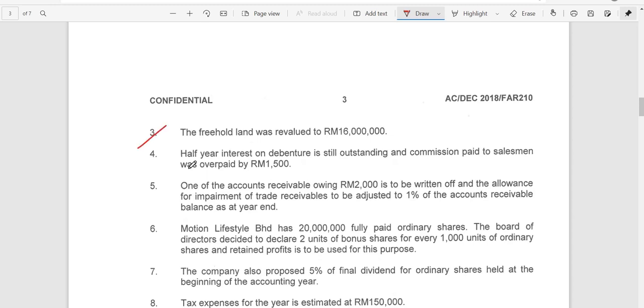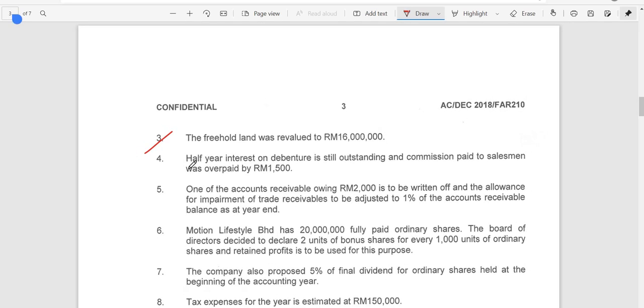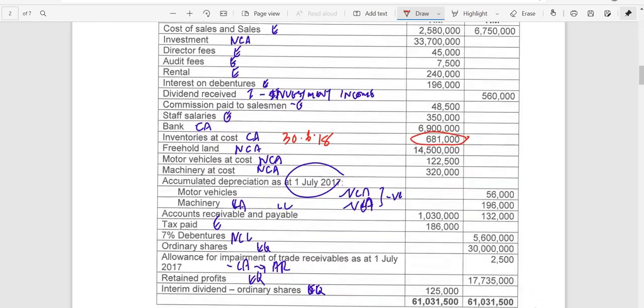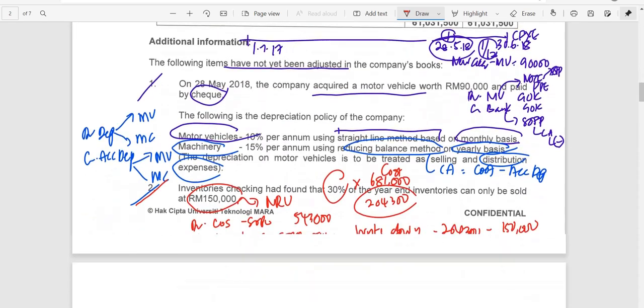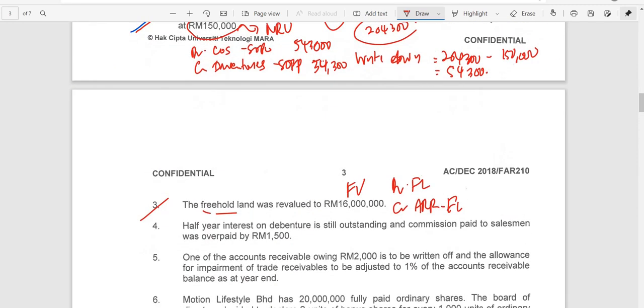Item number 3 is on revaluation of land. So here you have been given the fair value of land, and this is a non-depreciable asset, land. So you just need to go and debit the freehold land and credit the asset revaluation reserve for the freehold land. How much will that be? It would be taking the 16 million, which is the fair value.